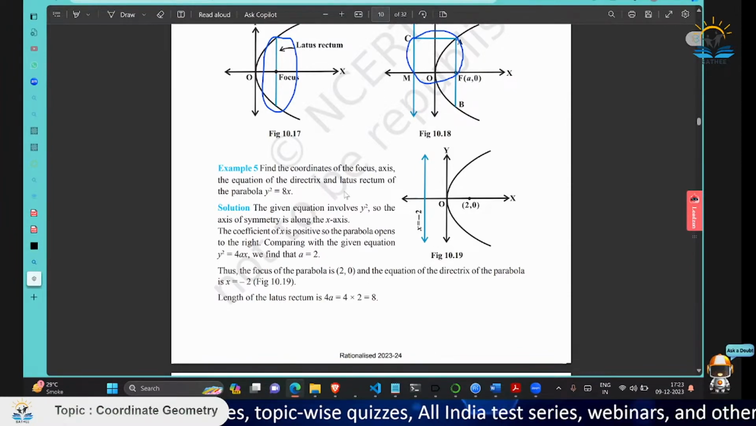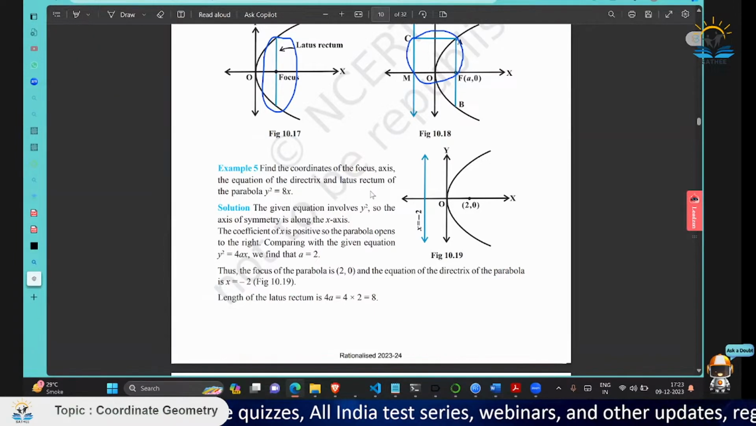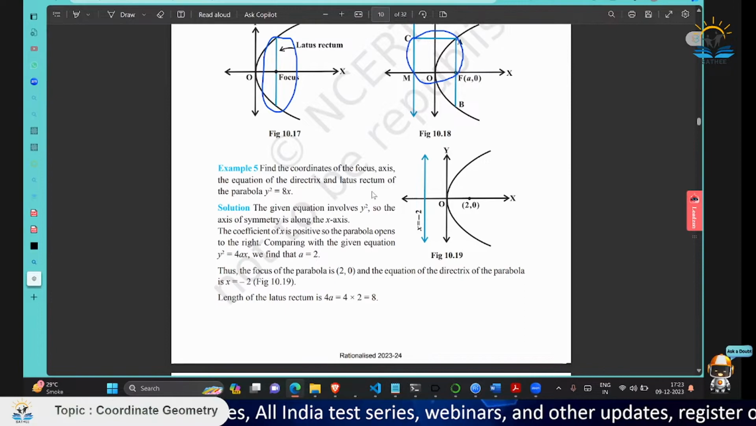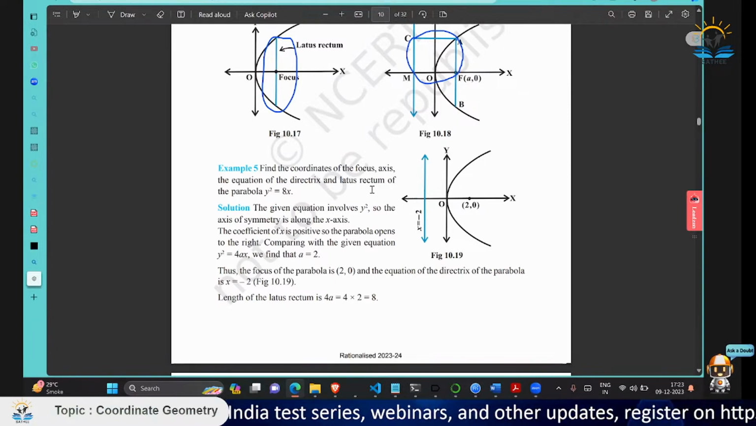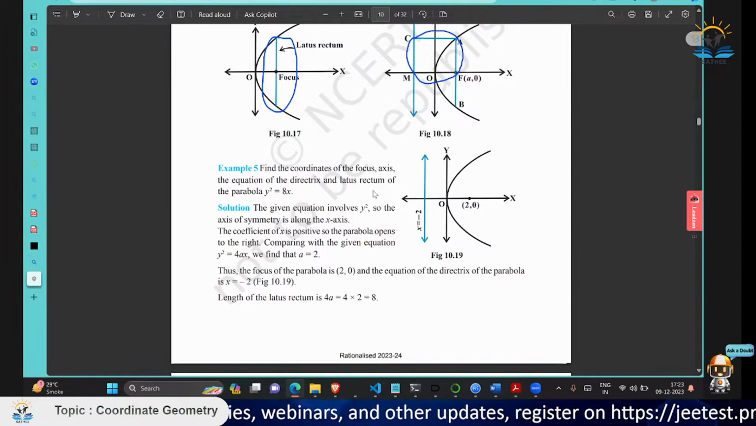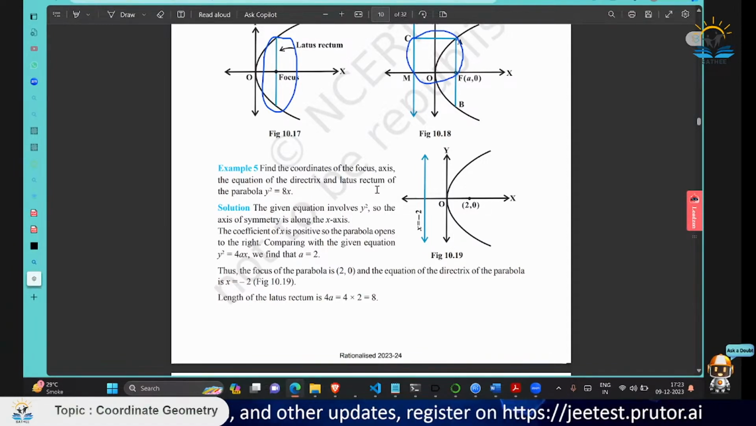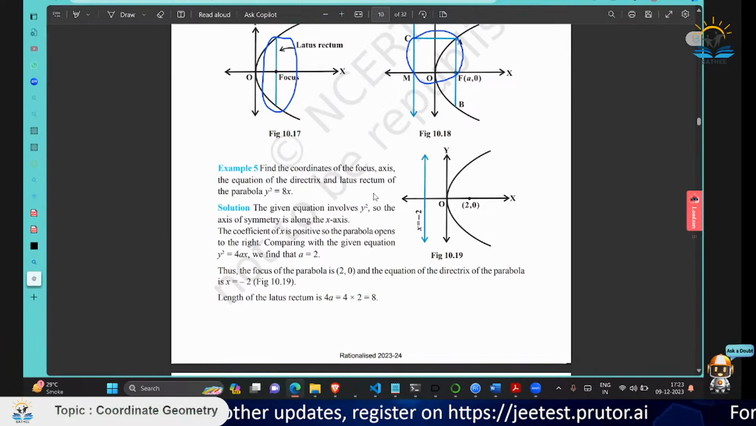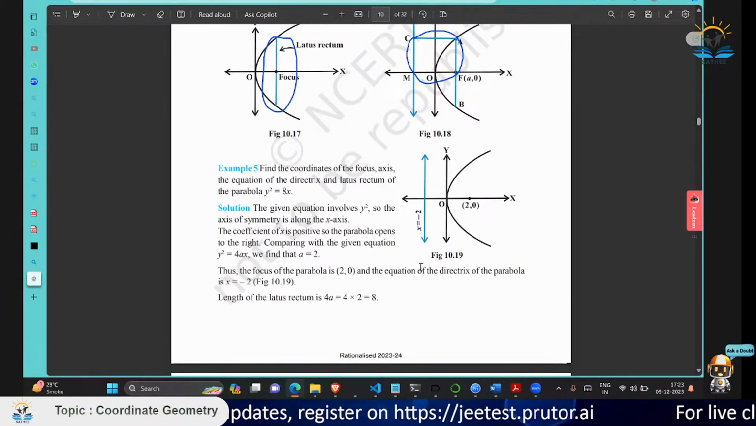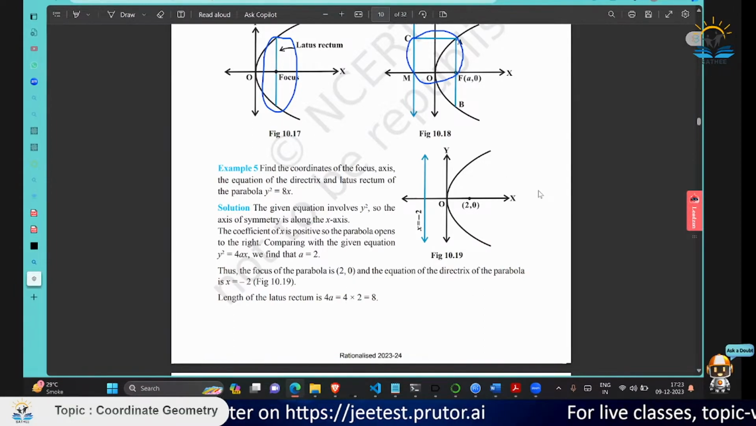And latus rectum, so whenever someone asks what is the latus rectum, they mean the length of the latus rectum. Most probably, I've seen in many questions before, unless the options are in terms of equation, then it's a different point. So the length of the latus rectum is nothing but 4a, which is 4 into 2, 8. It was a simple question, just an application of the formula.